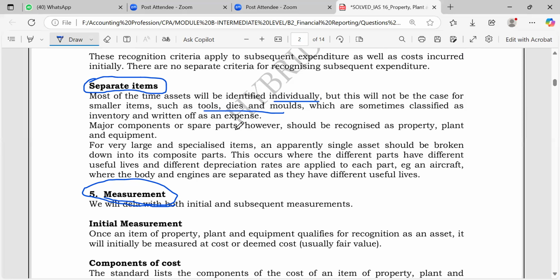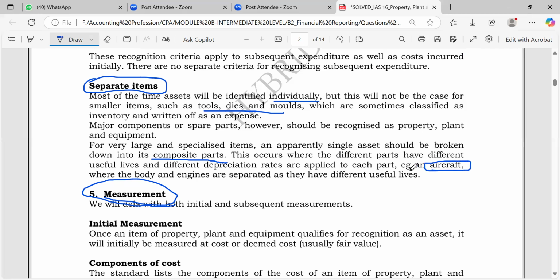So major components, let's say, or spare parts, however, should be recognized as property, plant, and equipment. And they're saying here that for large and specialized items, a single asset should be broken down into its composite parts. They're just trying to give an example. The common example here is usually the aeroplane, or maybe they like to use aircraft. It's just the same thing.